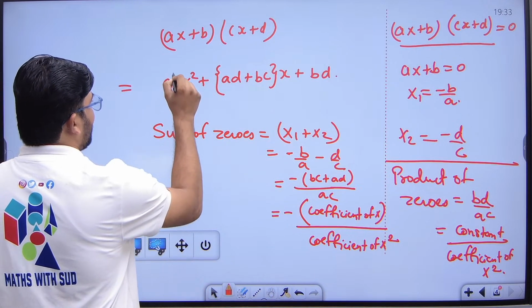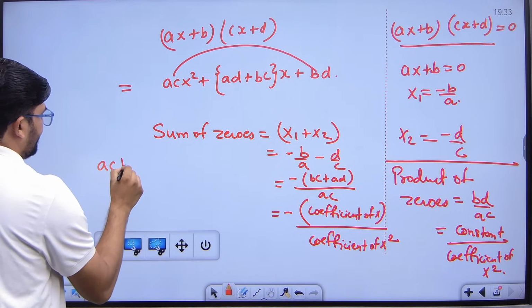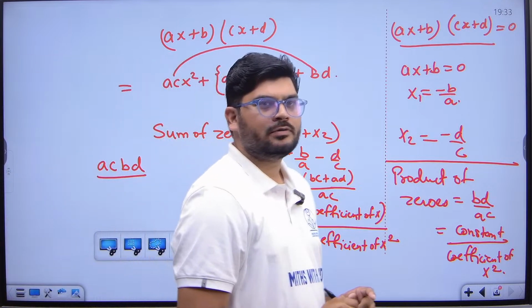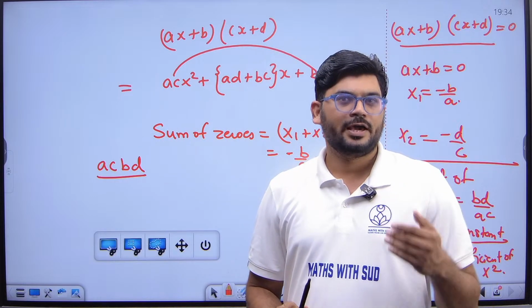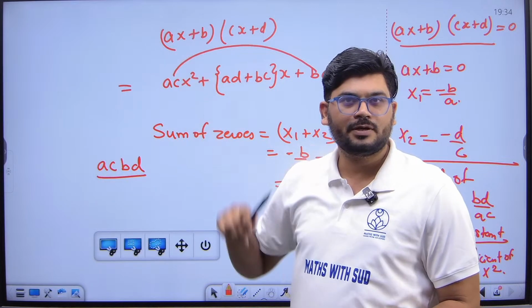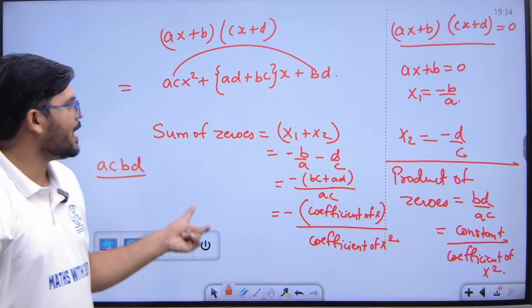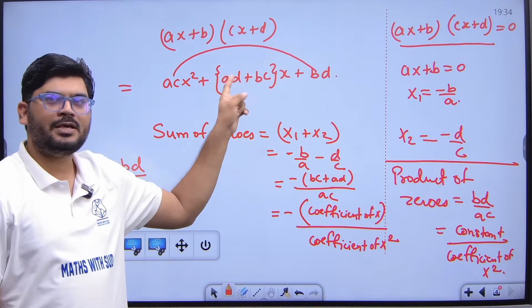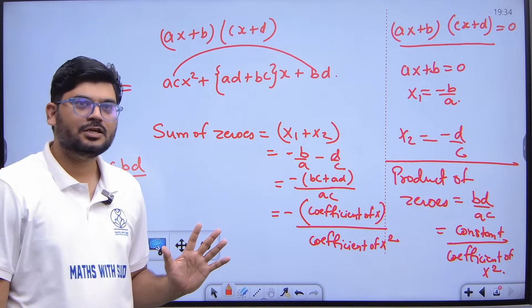See, if I multiply this by this, I will get ACBD. So how many numbers are involved in the multiplication of this and this? All the four numbers: A, C, B and D. We started from here. Can you see that all these four numbers are also taking part in forming the coefficient of x? Again you have A, B, C and D.